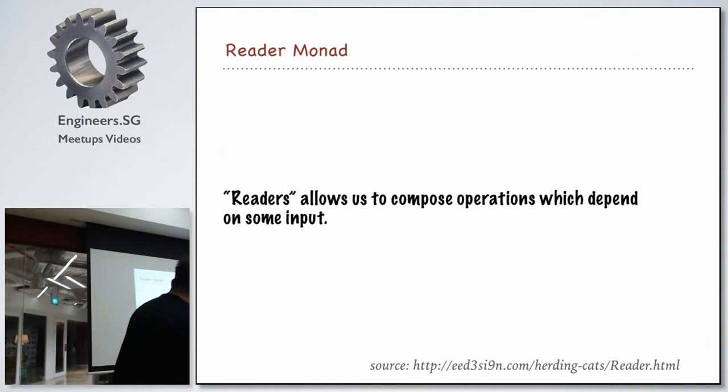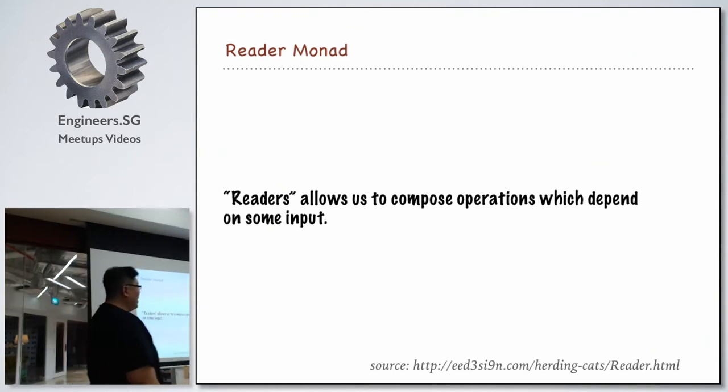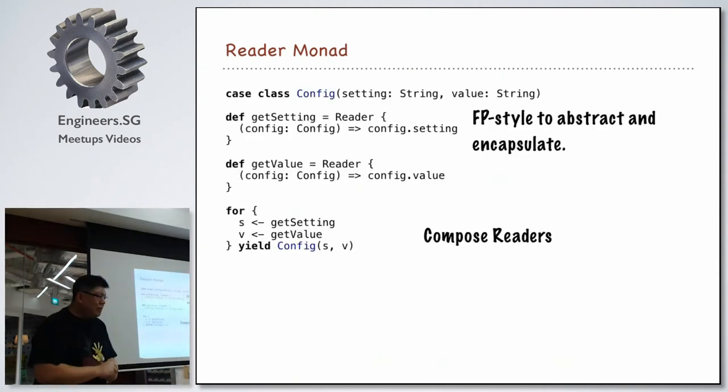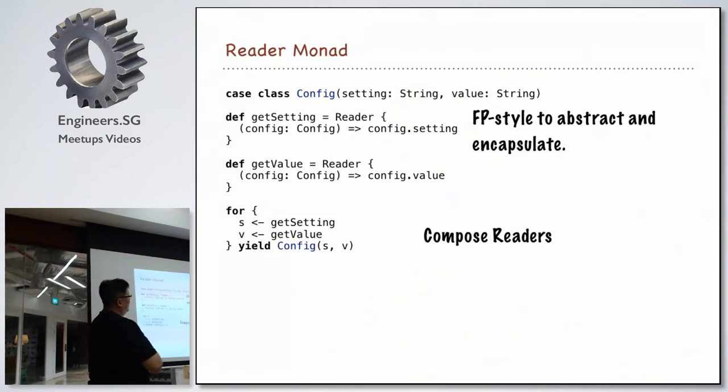Okay, so reader monads, you've been seeing this all your life. Reader is very simple. Let's use this example. In this example, there's a config class. You just imagine there's a config class, right? You always do the usual thing. Get a setting, get the value, etc.